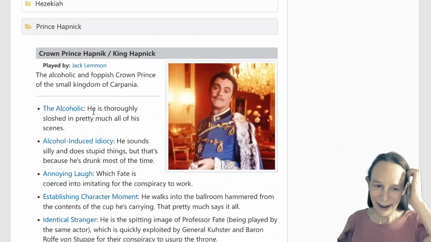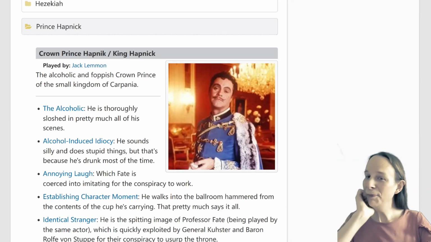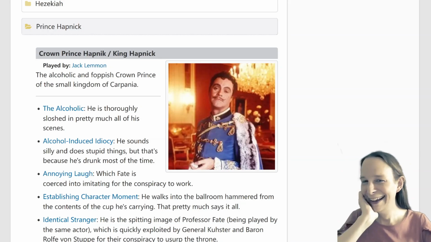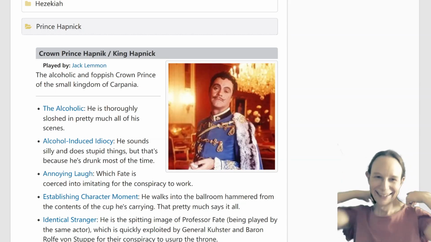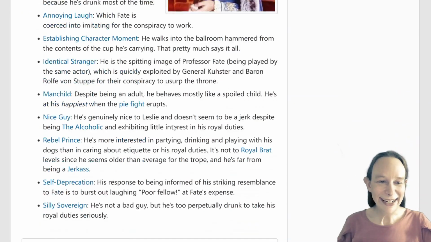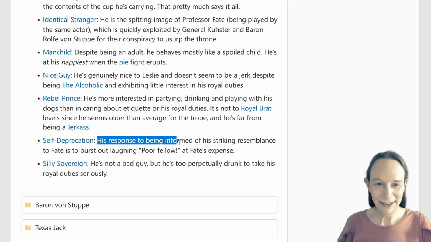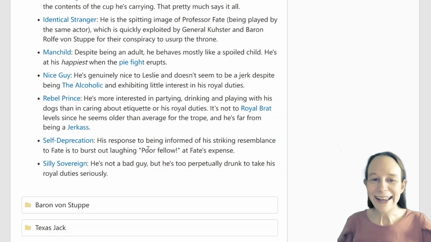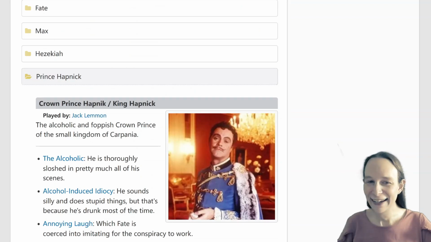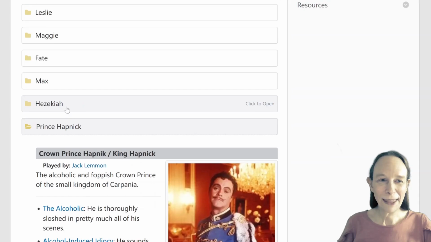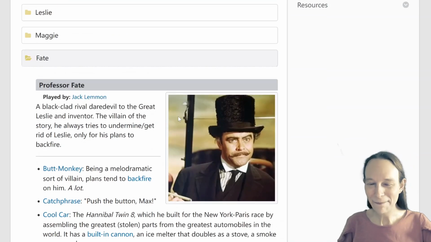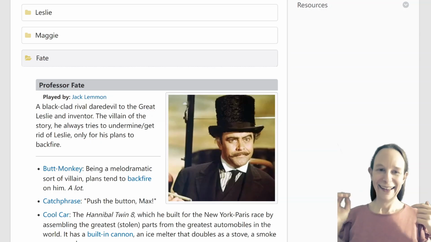And so in the movie, it's like, you bear a striking resemblance to someone else we know. And it's like, oh, it just must be a coincidence. So it was a bit of an in-joke. His response to be informed of his striking resemblance to Professor Fate is to burst out laughing, poor fellow. Yeah, it's like, oh, poor fellow for looking like me. You bear a striking resemblance. It's because they're the same person in reality, the same actor.